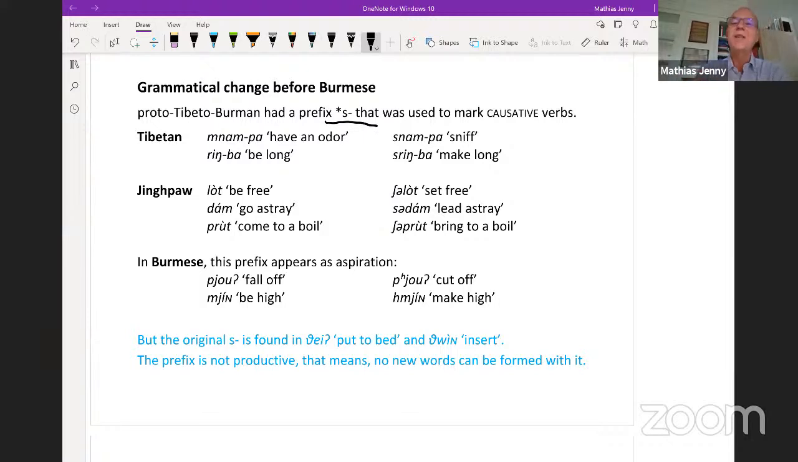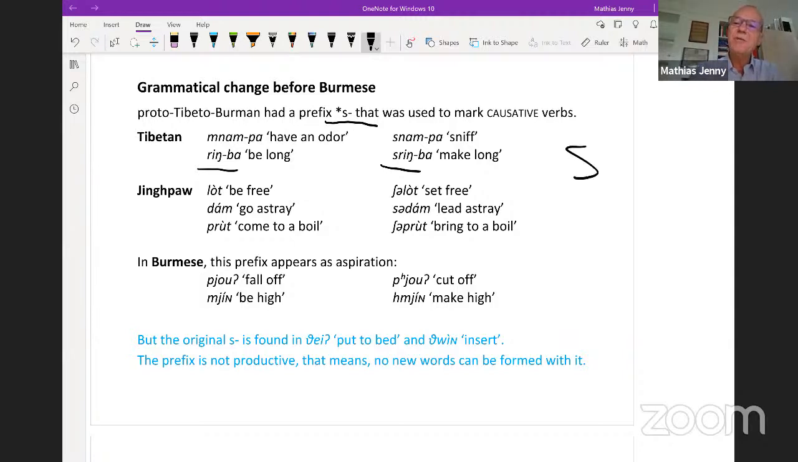Proto-Tibeto-Burman did have some sort of morphology, derivational morphology. The most well-known of these morphemes is the prefix S. S could be attached to verbs to make them causative. Causative means make someone do something. So if you look at Tibetan, you have ring, which means to belong, probably related to Burmese shede. And you add the S prefix to get sring, and this means make something long. So to belong is the base. Sring, make long, make something long, is the causative.